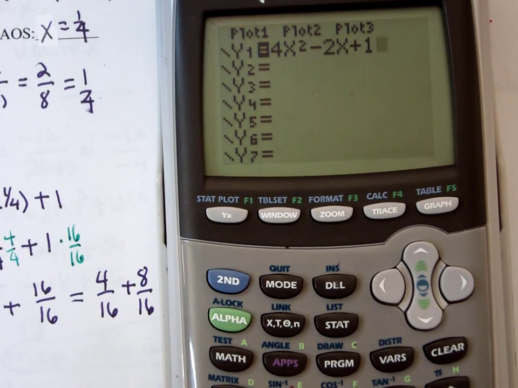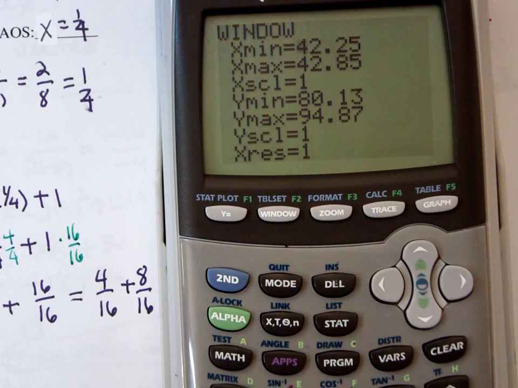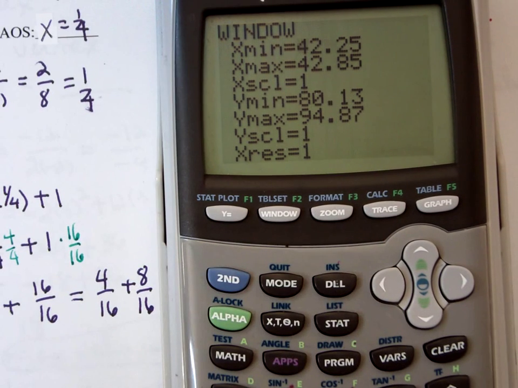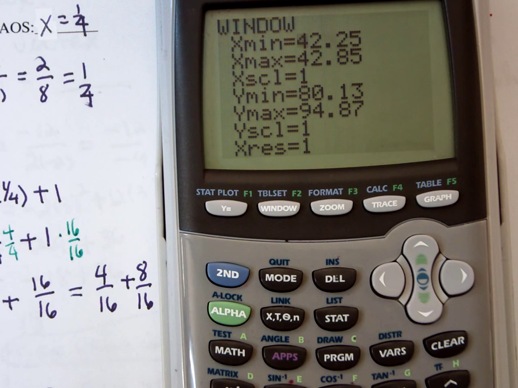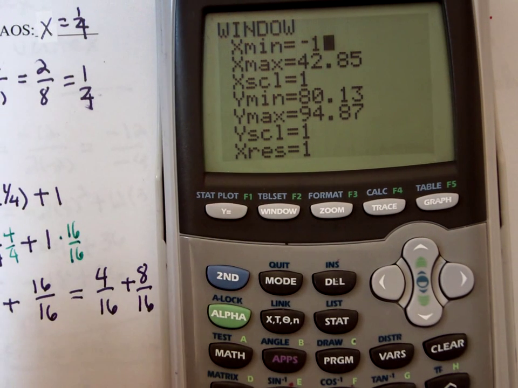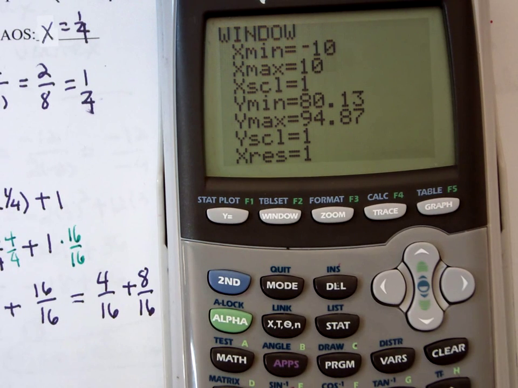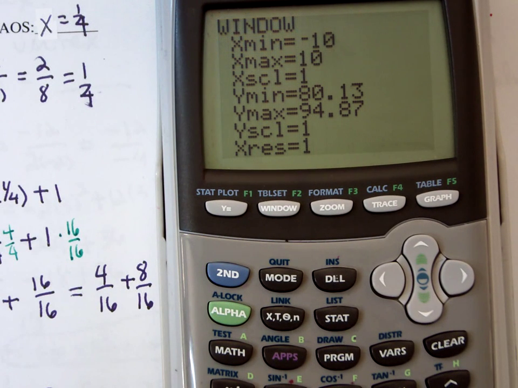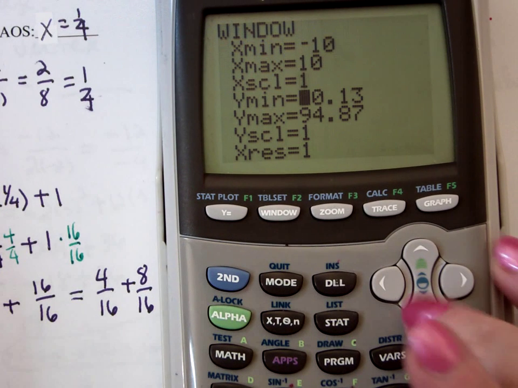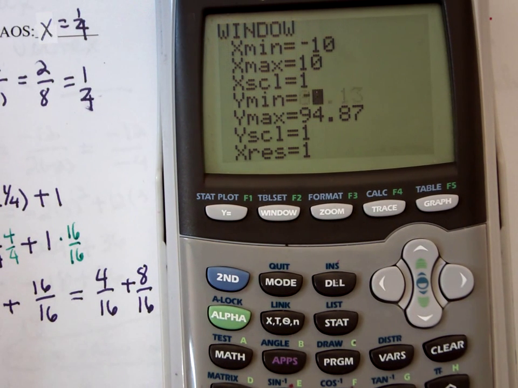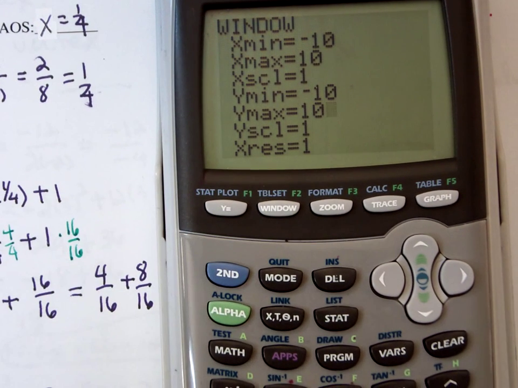I make sure that when I press window, any value that I may be interested in calculating is within that window. So I can go from minus 10 on the x to 10 on the x. I don't care about y, quite honestly. I just want to make sure that my x's are in the window. But it would be nice to see the graph, wouldn't it? So I'm just going to go minus 10 and 10, which is the standard graphing window. So now I've changed my graph paper from minus 10 to 10 to minus 10 to 10.